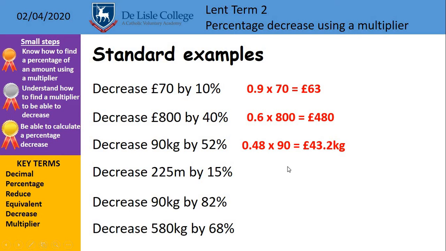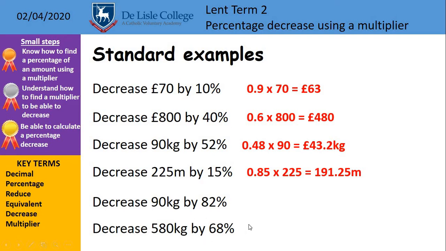Decrease 225 metres by 15%. So 100% subtract 15% means we want to find 85% of the amount. 85% changed to a decimal is 0.85, multiplied by 225 would give us an answer of 191.25 metres. Notice all of these answers are smaller than the original amounts because we are decreasing, we are getting smaller.